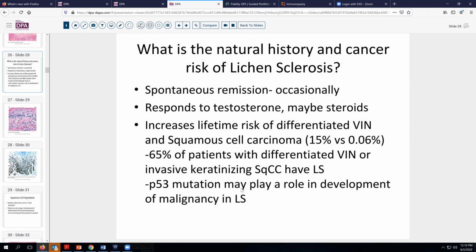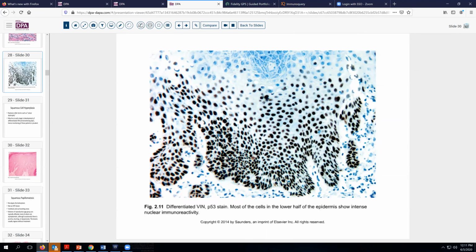And this is thought to be because it's following the p53 mutation pattern. And that actually is a useful differential. The case that I looked at yesterday had hyperplasia and had some atypia and this very lichenoid pattern. And I did a p53 stain, and it did not look like this.